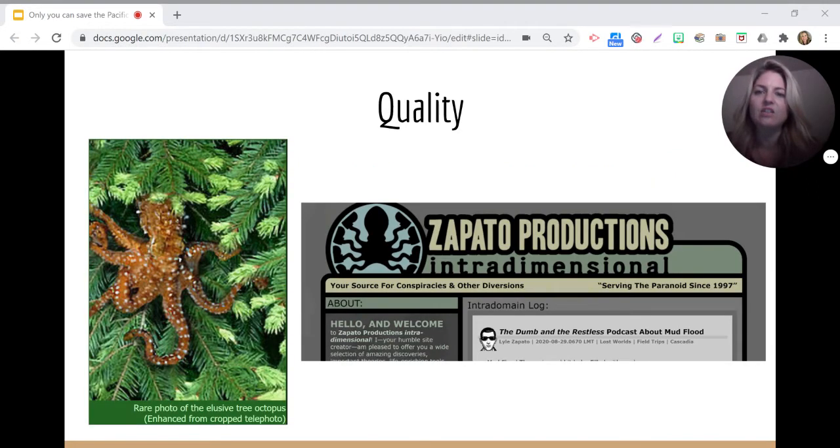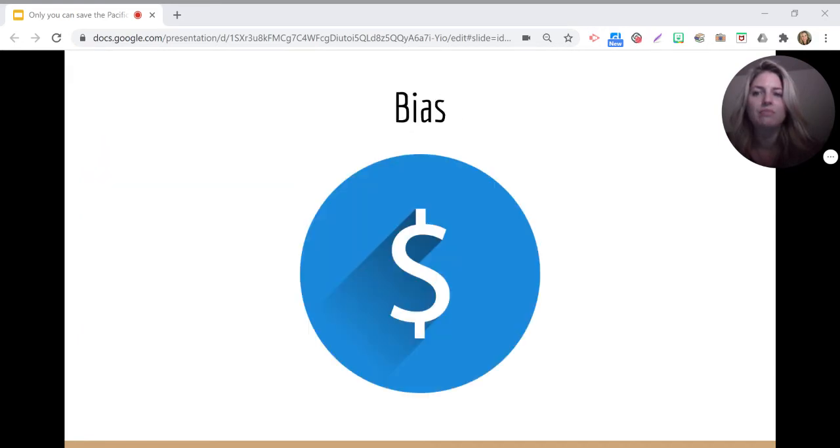Another consideration is quality. Our octopus website looks pretty good, but there is some evidence that the picture of the octopus in the tree has been photoshopped. As we explore some of the links, we start to realize that the author is into a lot of different conspiracies. As you consider possible information sources, you need to ask yourself the following questions. Have you explored the website links and resources? Has the site been recently updated? Is the author an authority on the subject?